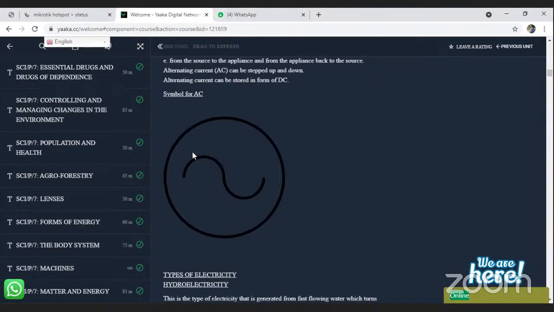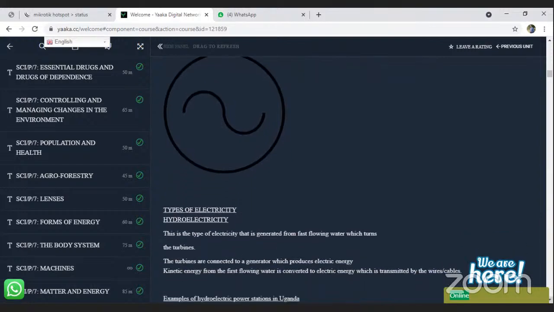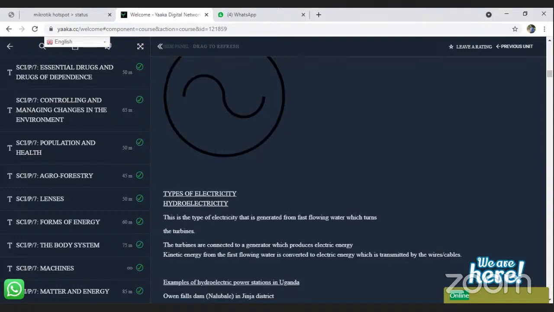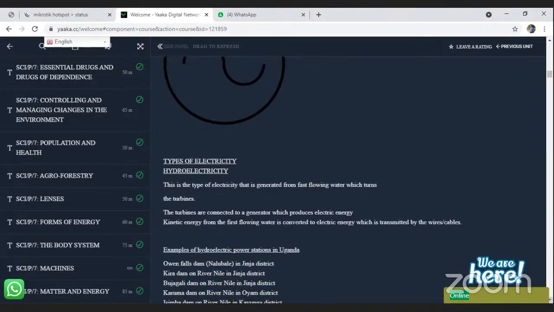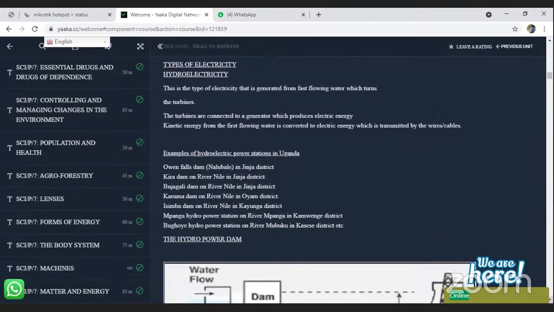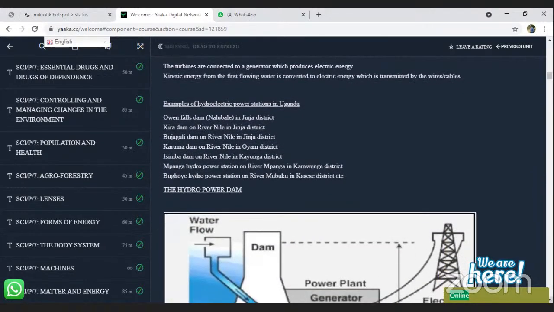The symbol of AC, they can draw it in a science paper, and then say, name the symbol drawn. This symbol is for AC, alternating current. So these are the types of electricity. Hydroelectricity, they can just bring it like that. But these days, they don't ask you such questions. They can just ask you another question.